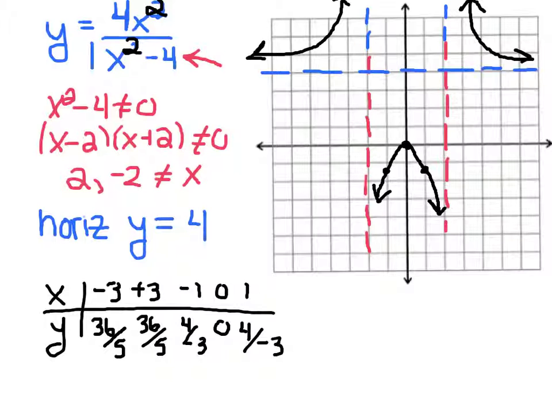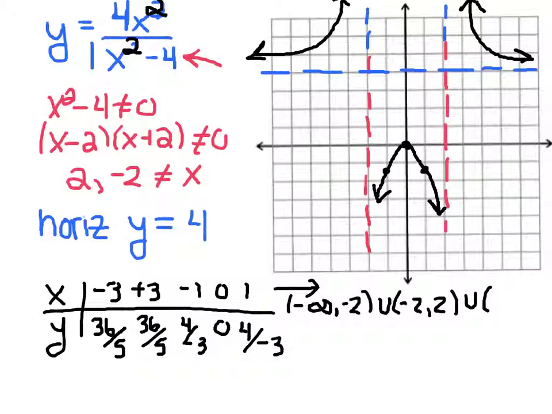Remember, domain you're looking left to right, so if I'm looking this way, I go from negative infinity until I get to negative 2, and then I have a break, and it goes from negative 2 to positive 2. Then I have another point of discontinuity, and then it goes from positive 2 to infinity.